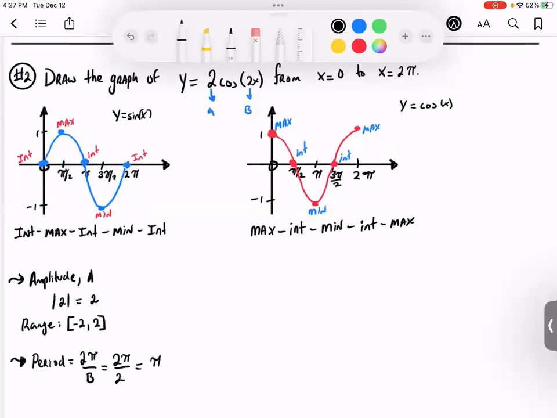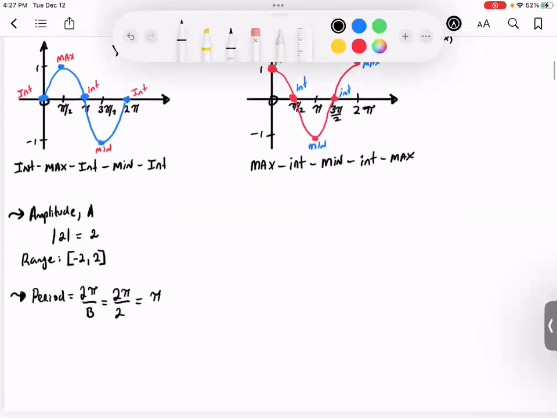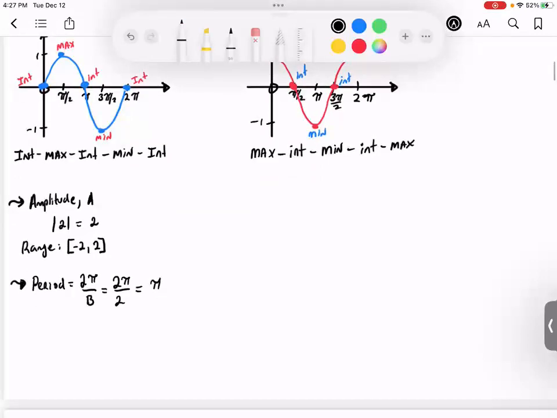So with the period being pi, this indicates a couple of things for me. This means that the first cycle is going to be from 0 to pi. And the second cycle starts immediately when the first cycle ends. So for the second cycle, it will start directly at pi, and now it goes to 2 pi.